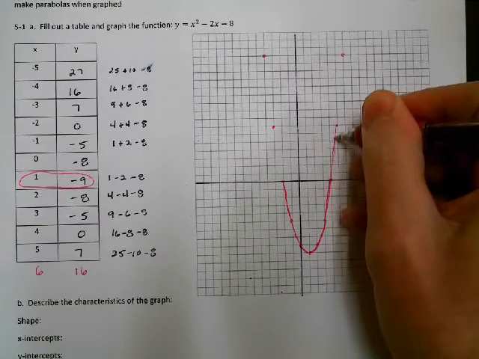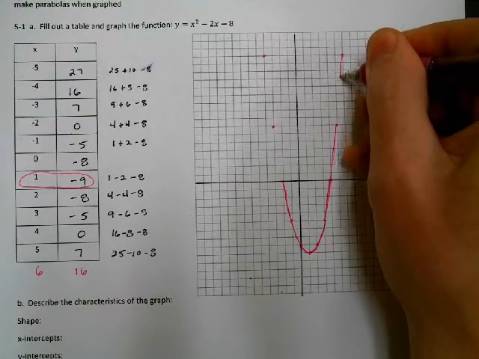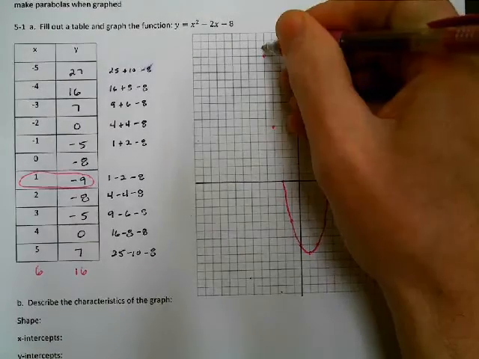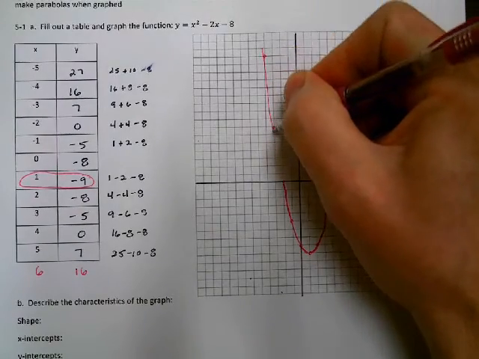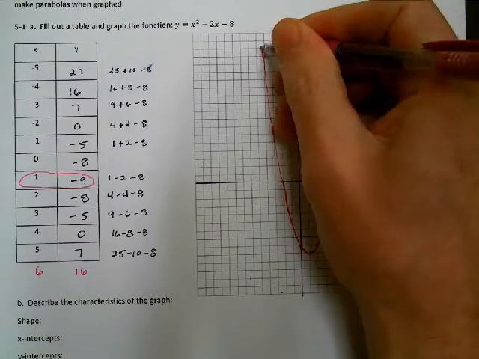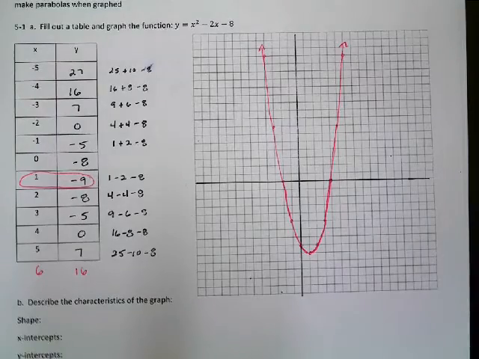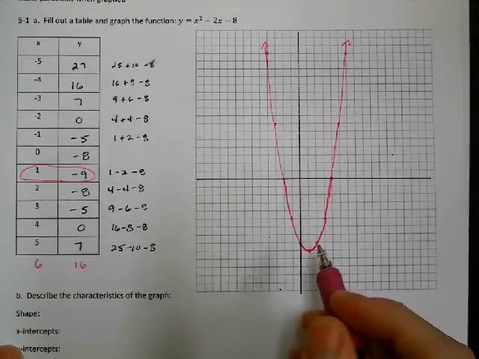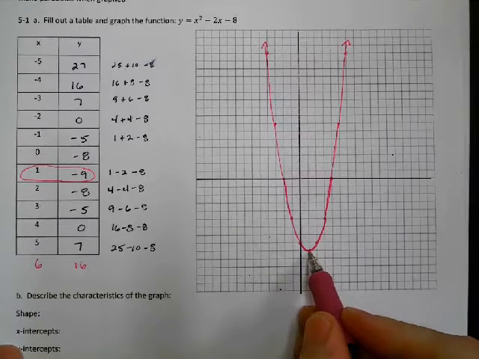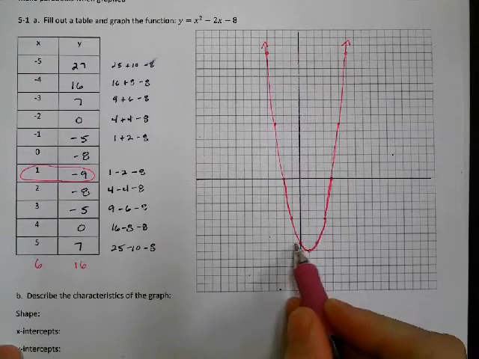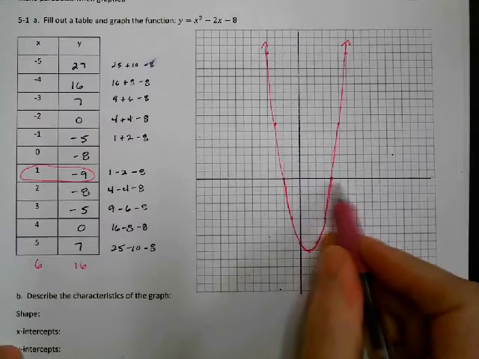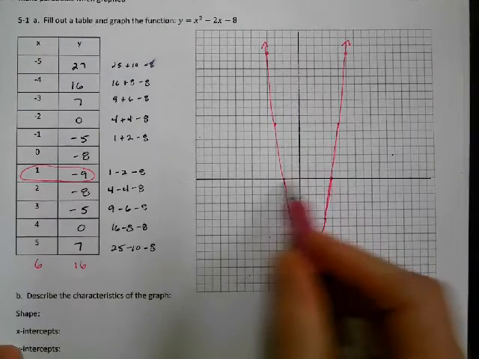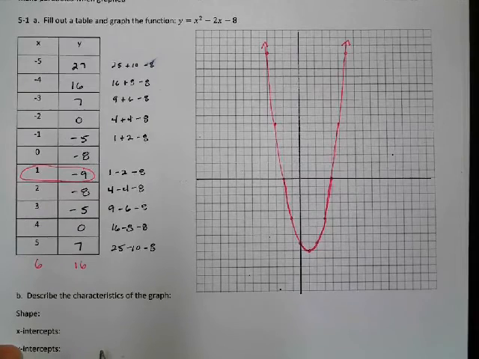This is pretty hard to do. There we go. And there. All right, so there's our parabola that we've graphed. We've noticed in graphing this that we're going to get a lowest point here. And then on either side of the lowest point, we've got the same y value on either side of it. And that's what's making the U shape.